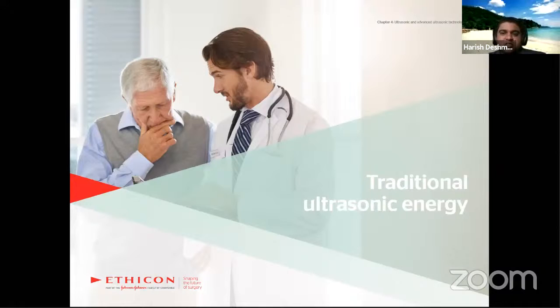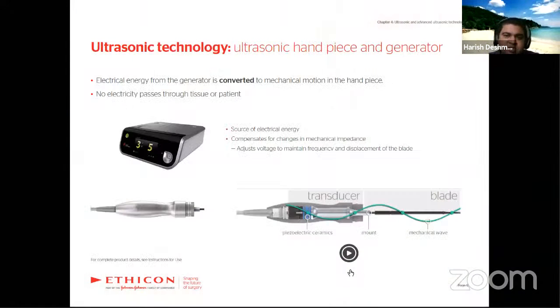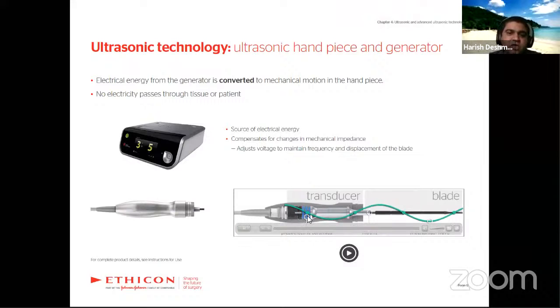So what was traditional ultrasonic energy? Current was passing through a transducer, which converts the electrical energy into ultrasonic waves. The green color you are seeing is ultrasonic waves. Once the ultrasonic waves are converted, it causes the blade to move in a to and fro motion. The same way as when you are trying to cut an apple, the same to and fro motion will be there in this blade. The only difference is this blade movement will be 55,500 cycles per second.